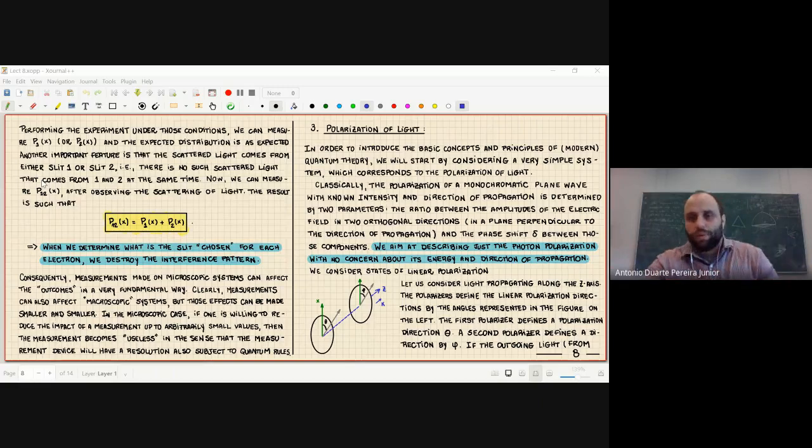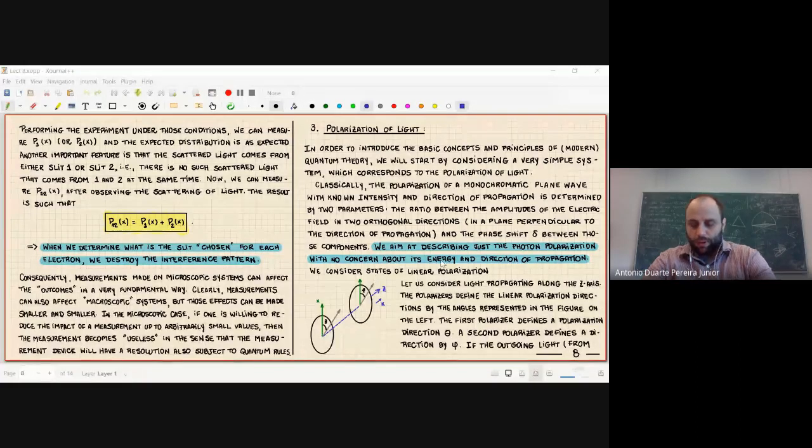I'm talking about monochromatic light. So this polarizer can be a material that has some properties in such a way that you can absorb the electric field, but also reflect some part of the electric field.